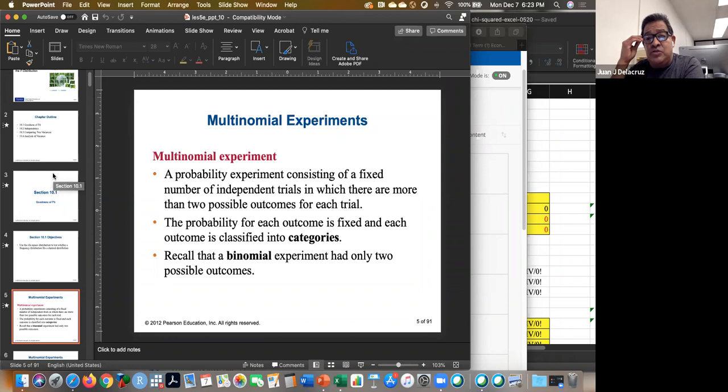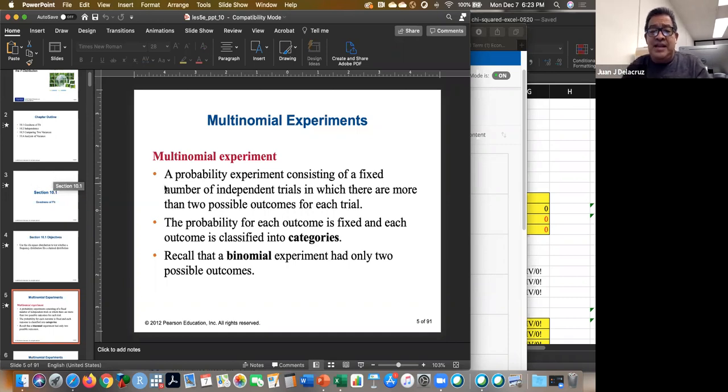For example, I was mentioning, we have people who do their taxes using electronic resources. Some people give it to their friends. Some people do some other things. So there are many categories in which people use tax services. In this case, that is considered a multinomial experiment.